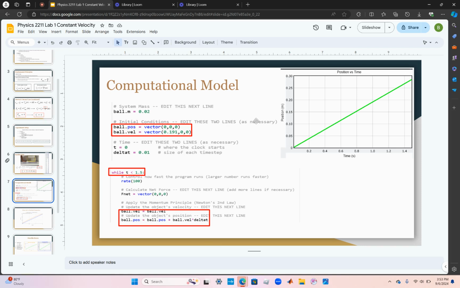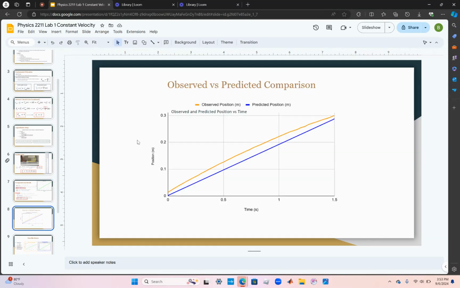After plugging those numbers into GlowScript, I was able to get this position versus time graph, which is very linear, as you can tell. When I plot the observed versus predicted and compare the two, you can obviously see that the predicted is very straight and linear, whereas my observed is slightly crooked and also greater than the predicted motion. And this is probably due to the fact that my surface was not completely level.